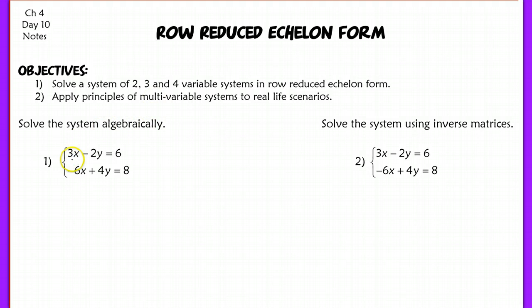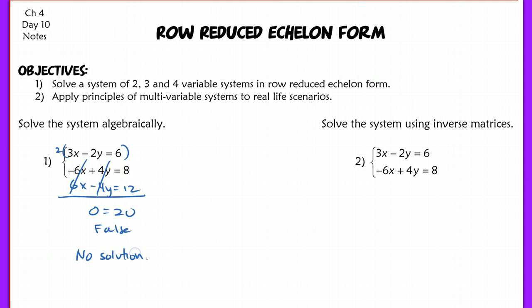So I take a look at this, and I think the easiest way probably is just to multiply by 2 to try to eliminate the x's. And I get 6x minus 4y equals 12. Now, when I add these two lines together, I get 0 equals 20, which we know is a false statement. And because it's false, we say this is no solution because these lines are parallel.